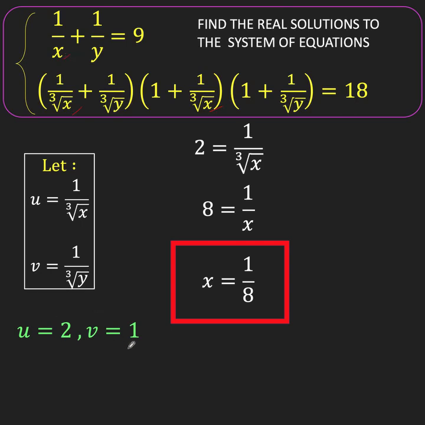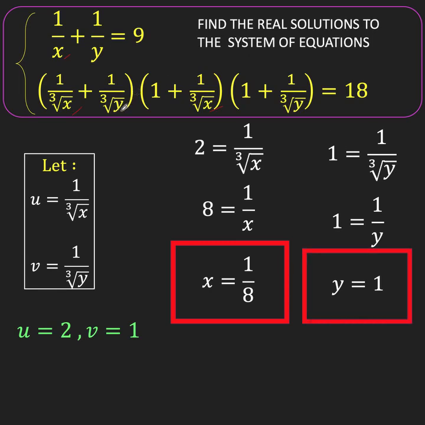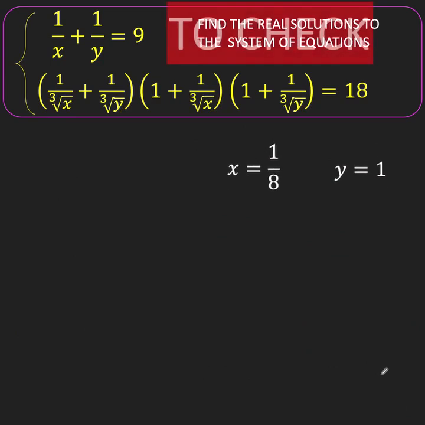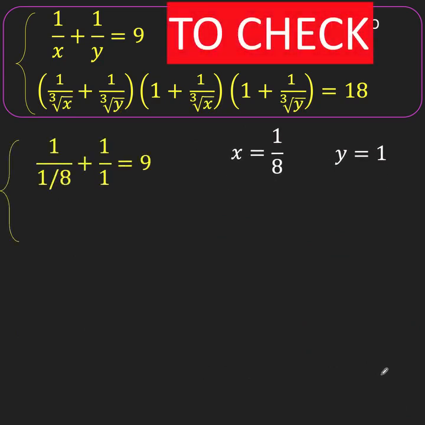Next is v equals 1. So if v equals 1, we now have 1 equals 1 over the cube root of y, and raise both sides to the third power to arrive at 1 equals 1 over y, and solving for y, y is equal to 1. And so this is our second value, which is the value of y. But we said that this u could also be 1 and v is 2. And when that happens, then we also have this other possible pair, x equals 1 and y is equal to 1 over 8.